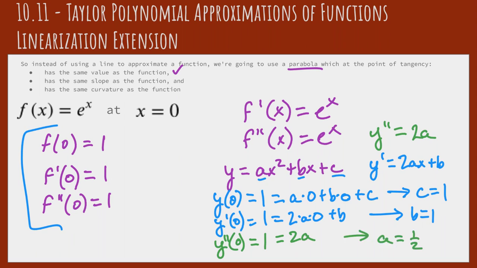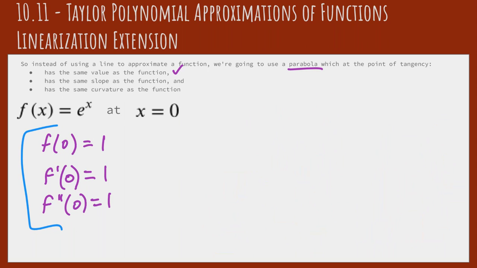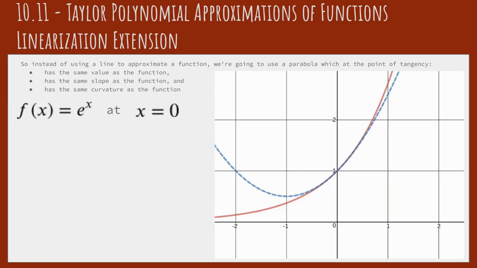So what that means is the parabola, I'm going to clear this out and write out that parabola. The parabola y equals 1/2 x squared plus x plus 1 is going to be a close approximation for this function at the point x equals 0. And indeed, if we graph that parabola, you can see that the blue parabola is very close to the function in a bigger window. If you remember when we were using a tangent line approximation, I used a very small window and they looked really close.